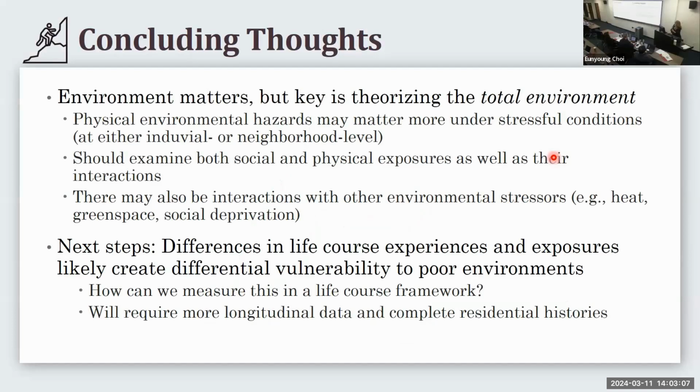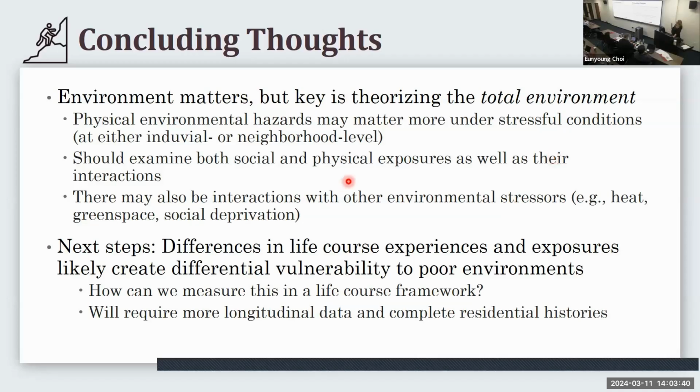So I have some concluding thoughts. They're super similar to what Woon-Young talked to you about, probably because we talk about these things all day, every day. But when you're thinking about the impact of physical environmental hazards on health, those may be important, but they may matter more under stressful conditions. I only looked at neighborhood level stressors. I could imagine people could look at other effect modification by lifetime stressors, experience of discrimination, interpersonal stressors. And so I think it's important to think about examining both social and physical exposures as well as their interaction.